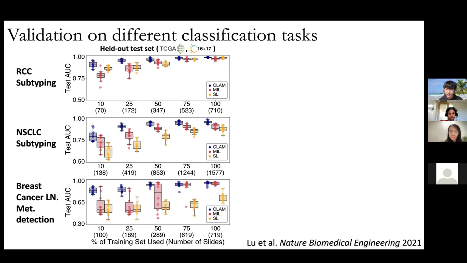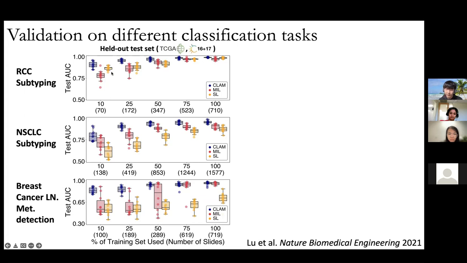So shown here, blue is our method and then the red and yellow are the MIL and same-label assumptions. So on the y-axis for each task, you'll see is the AUC score on the held-out test set across 10 different runs. And then on the x-axis is basically as we vary the size of the training set. So when you move from left to right, the training set size progressively increases.